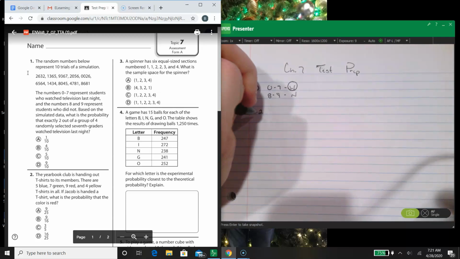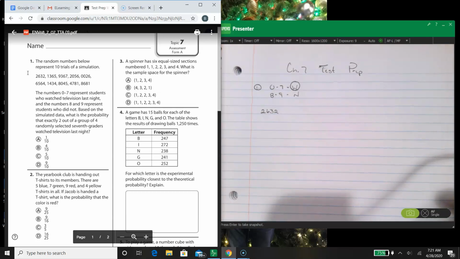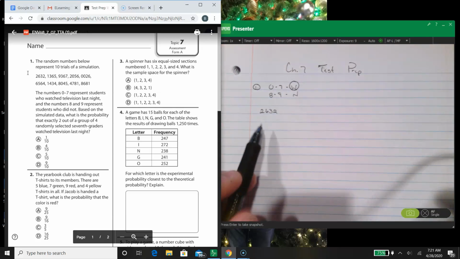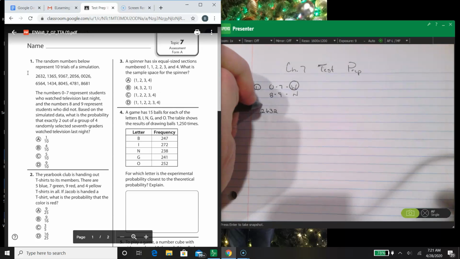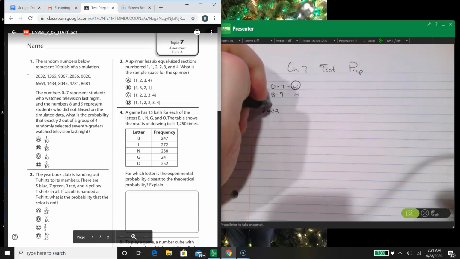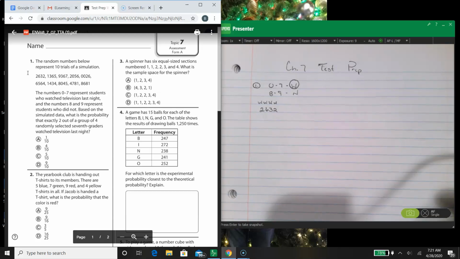So we can go through these. My first combination looks like 2, 6, 3, 2. If I were to go through and label this, all of these numbers are between 0 and 7. So this is going to be watch, watch, watch, and watch. That one doesn't work because I want exactly 2 W's and exactly 2 not watched. So that one doesn't work. Let's try the next one.